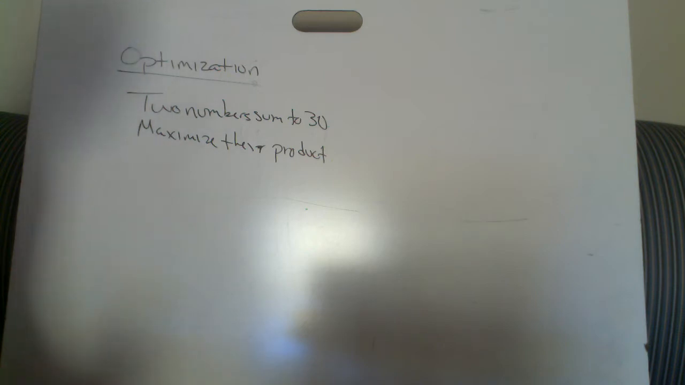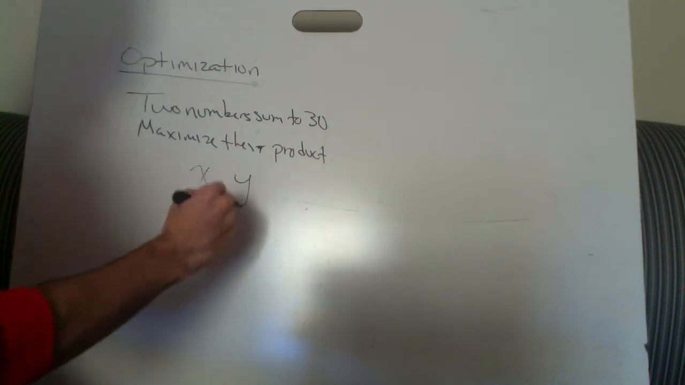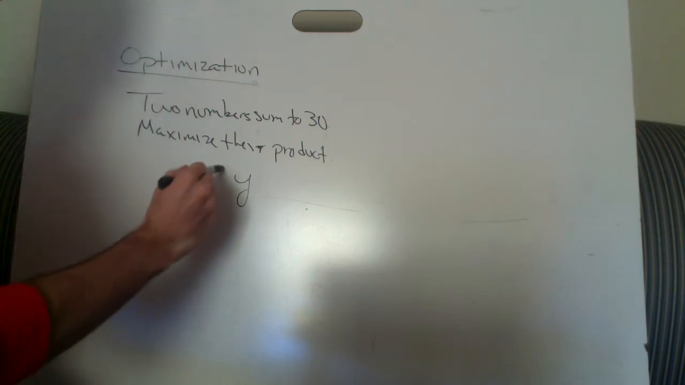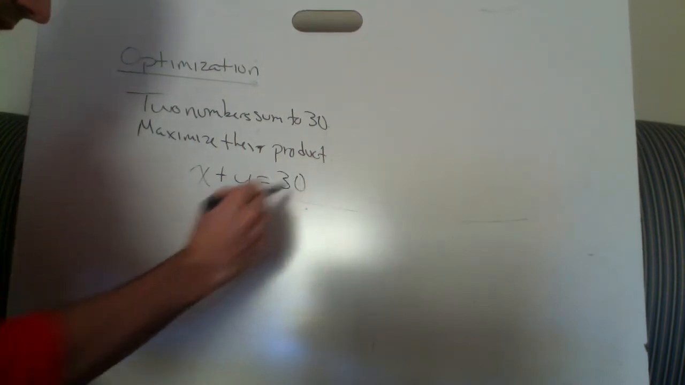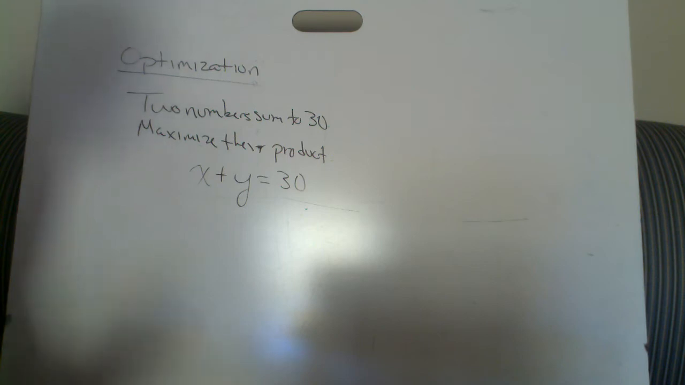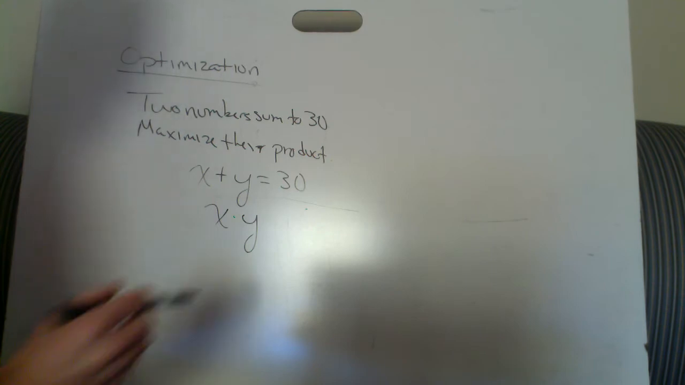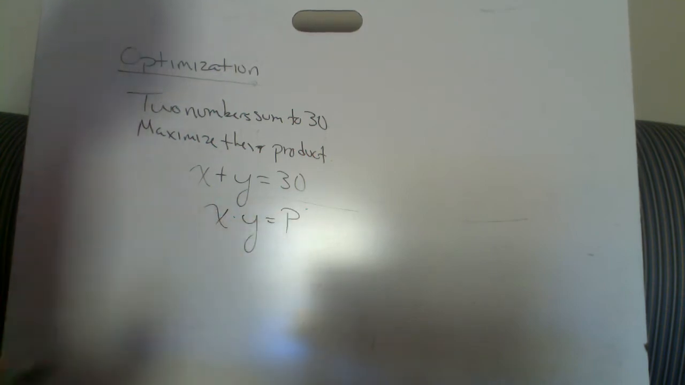So, two numbers sum to 30. Let's turn that into an equation. If my two numbers are x and y, then their sum has to be 30. So that means x plus y had better be equal to 30. Great. The other thing I need to do is maximize their product. So I should write an expression for their product. Product, of course, meaning multiplication. So x times y is the product, and maybe I'll call that p for product.